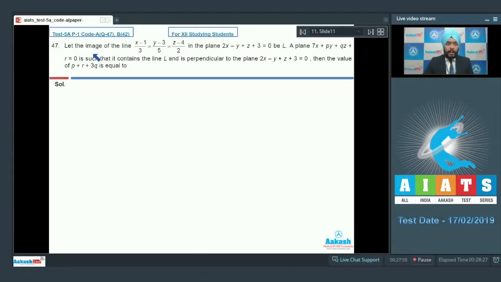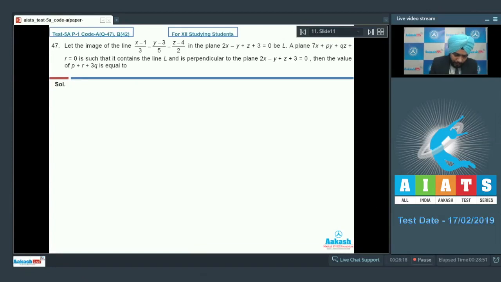Question number 47 says: let the image of the line (x minus 1)/3 equals (y minus 3)/5 equals (z minus 4)/2 in the plane 2x minus y plus z plus 3 equals 0 be L. A plane 7x plus py plus qz plus r equals 0 is such that it contains the line L and is perpendicular to the plane 2x minus y plus z plus 3 equals 0, that is the same plane written above. Then the value of p plus r plus 3q is.